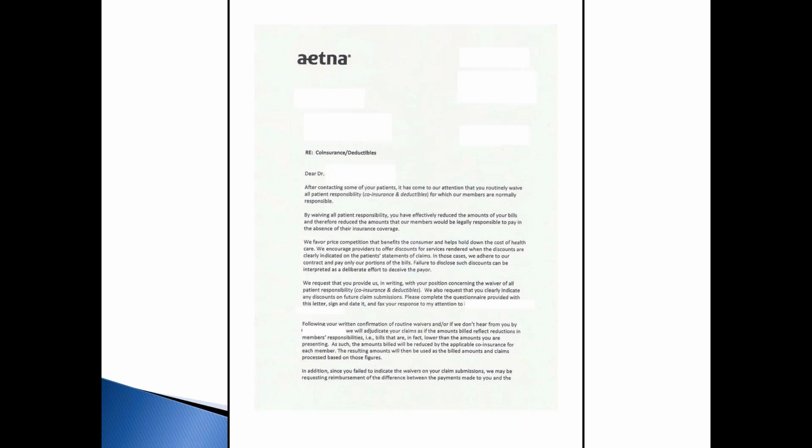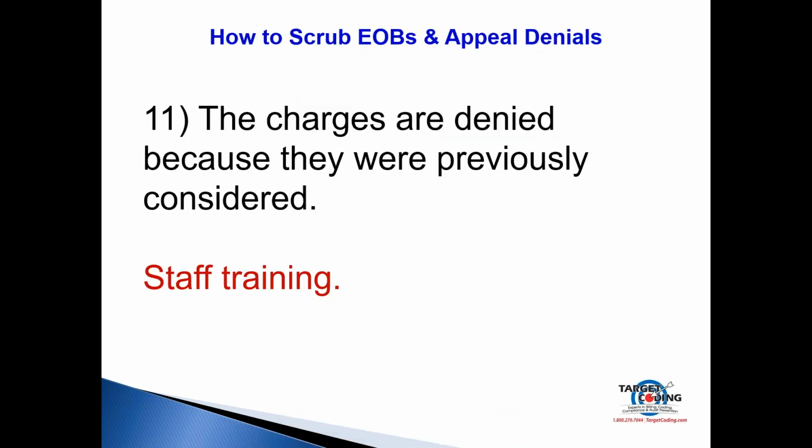Here's another one from Aetna. It says, after contacting some of your patients, doctor, it has come to our attention that you routinely waive copays, coinsurance. You know, these are not fun. Here's another one. Doctor, submit the following information. Proof of copayments, deductibles, coinsurance. This is also on the increase.